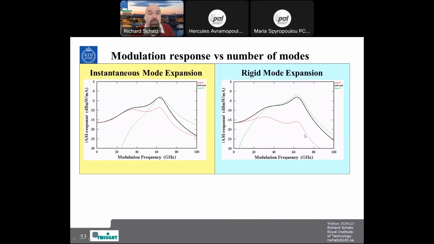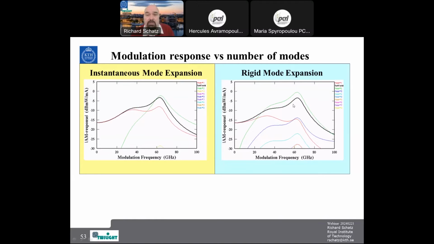But if you add modes, you will see here it's with two modes, and the instantaneous mode expansion has already converged. In order for the rigid mode expansion to converge, you need to add more modes. You see, there are many more modes contributing to the response than in this case, where only two modes are needed. But the total response becomes exactly the same in the limit of many modes in the instantaneous and rigid mode expansions. So the end result will be the same in both expansions, just that you need more modes to describe the field if you use rigid modes.